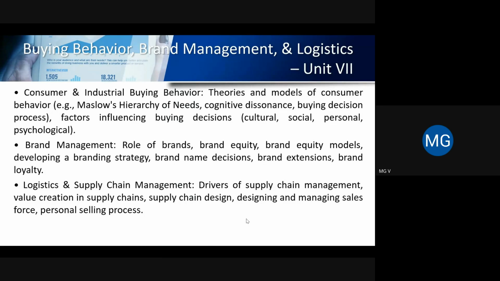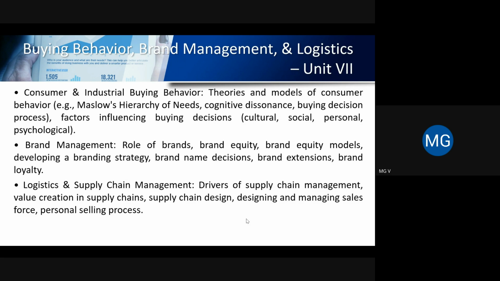Brand management focuses on building and maintaining strong brands. Brand equity is the value associated with a brand. Various models exist to measure brand equity. Developing a branding strategy involves defining the brand's identity, values, and positioning. Brand name decisions are crucial for brand success. Brand extensions involve using an existing brand name for a new product. Brand loyalty refers to consumers' consistent preference for a particular brand.